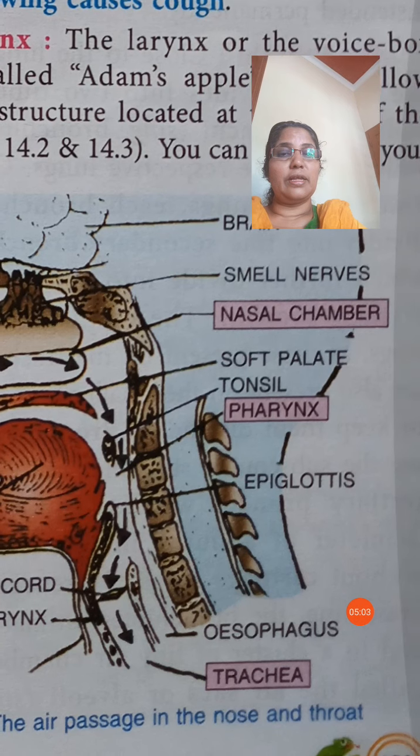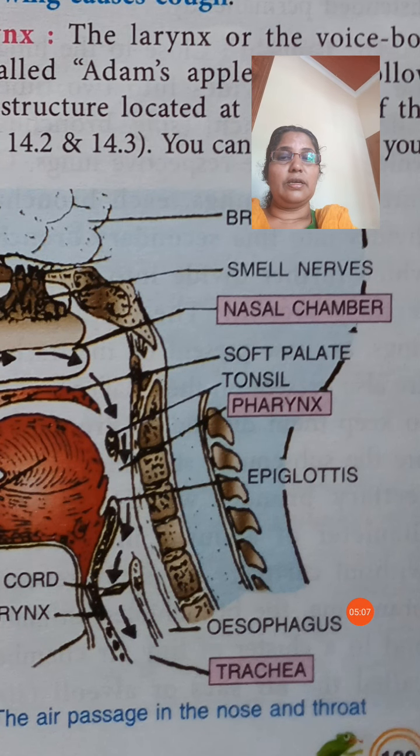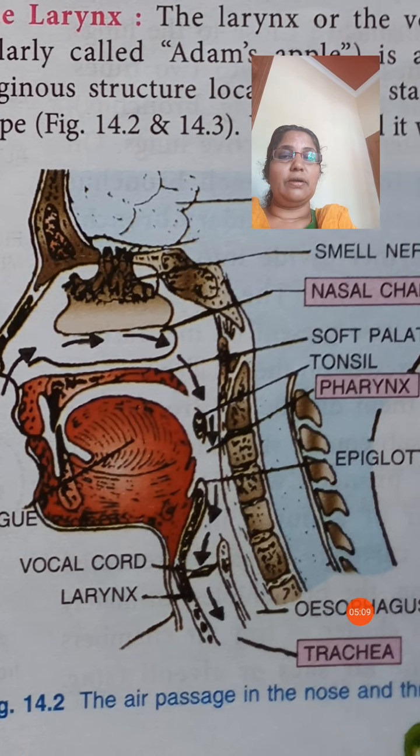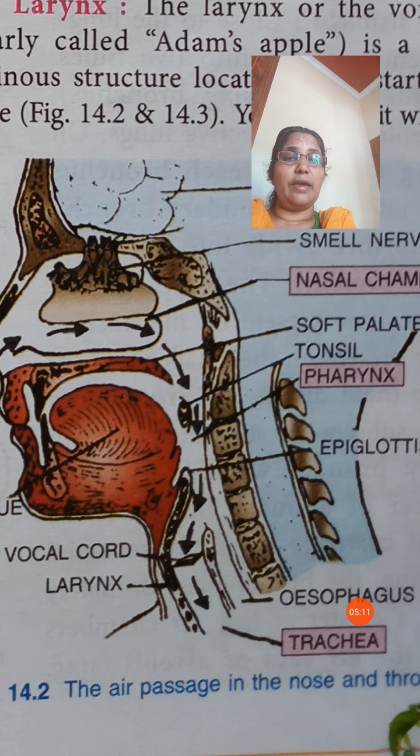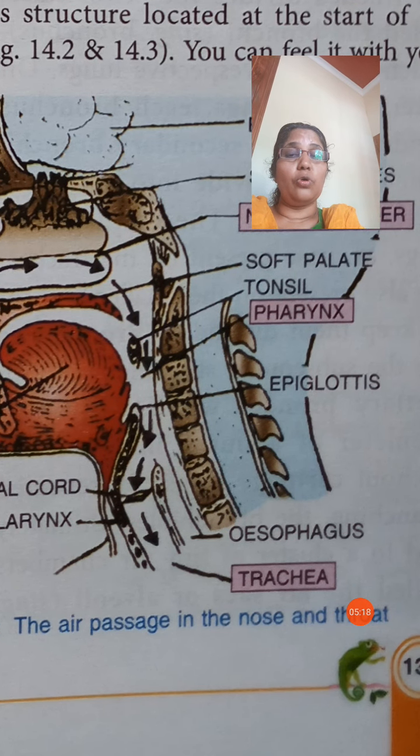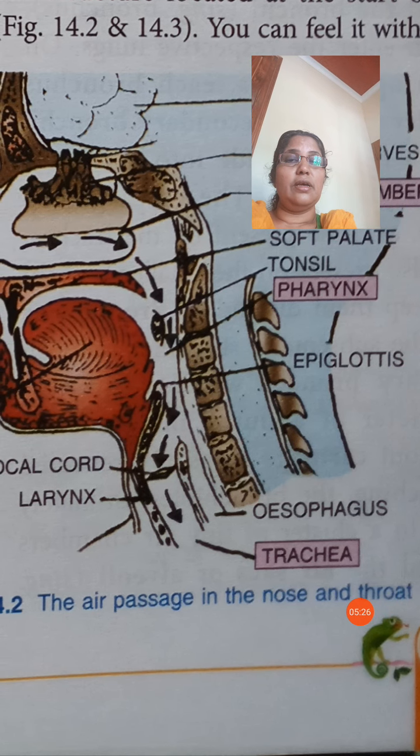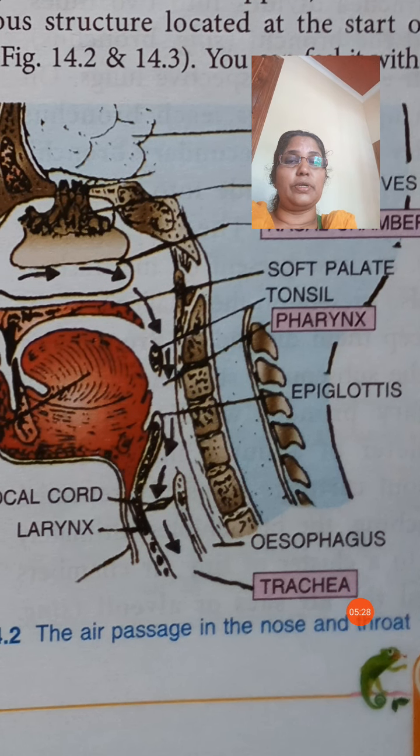Then the pharynx region, you can see the pharynx there. Here in the pharynx there is a common opening for the food passage and the air passage. Then again you can see another structure known as the epiglottis.